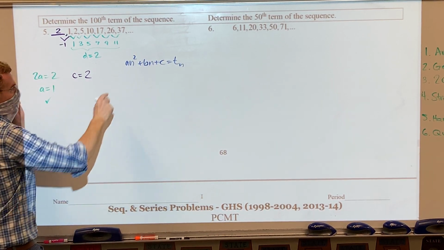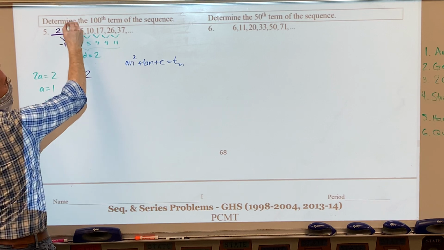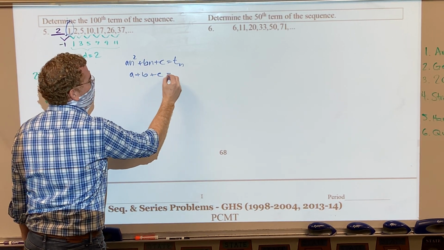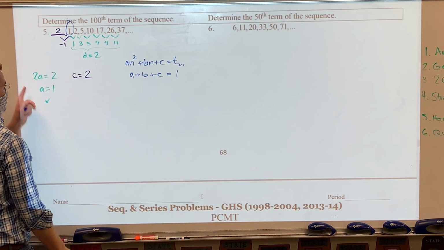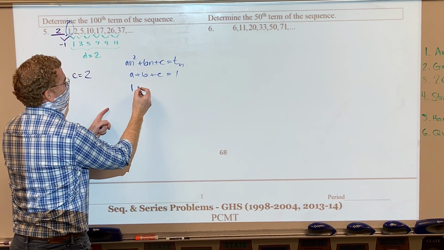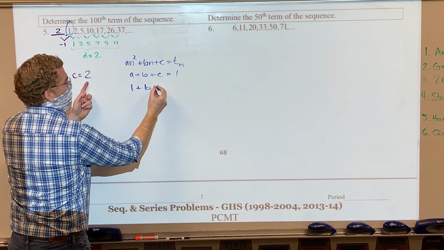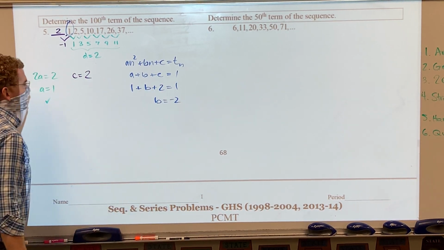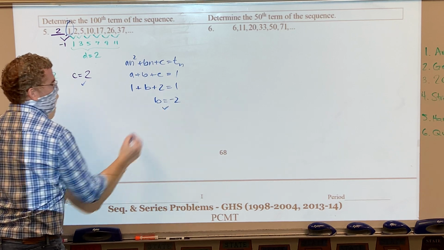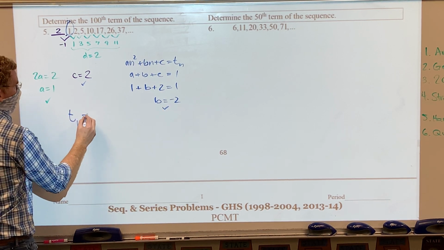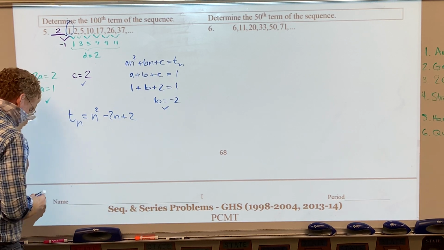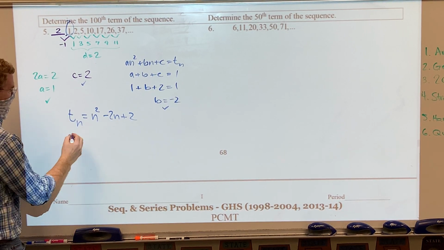You can use any term in any place, but if you use the first term, then you plug a 1 in there. It's just always A plus B plus C is the first term. So plug in your A, don't know B, plug in your C, and you get B is -2. And now that you have your A and your B and your C, you have your formula. And once you have your formula, you can find the 100th term.